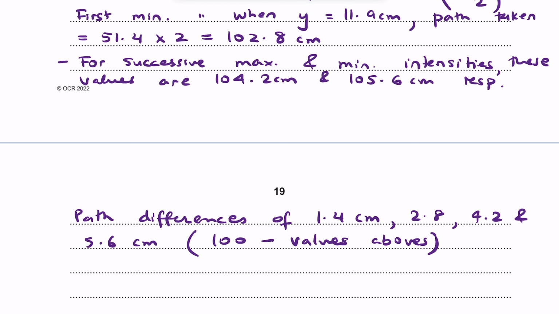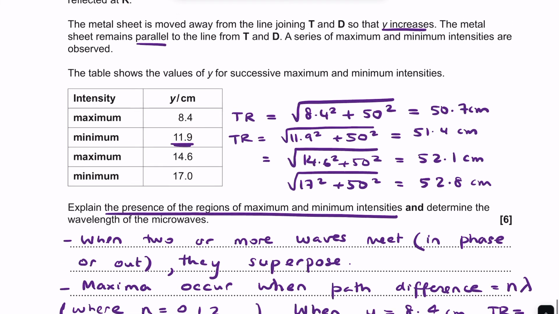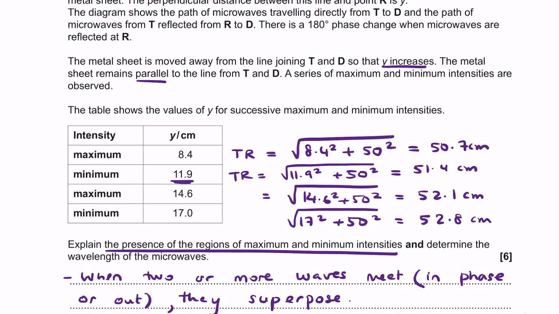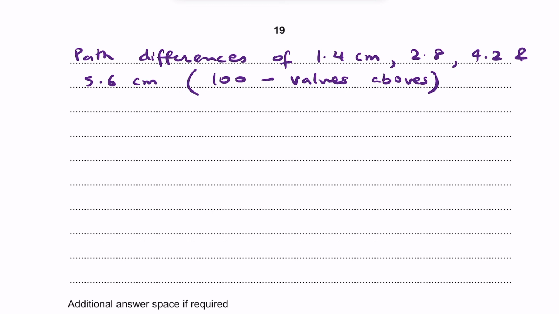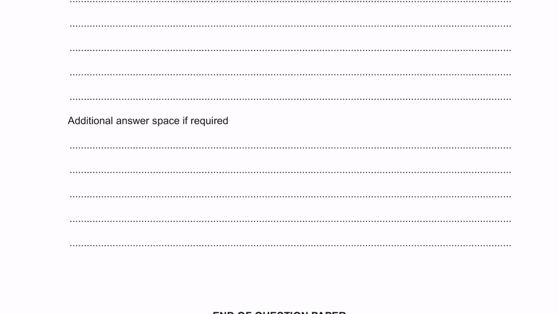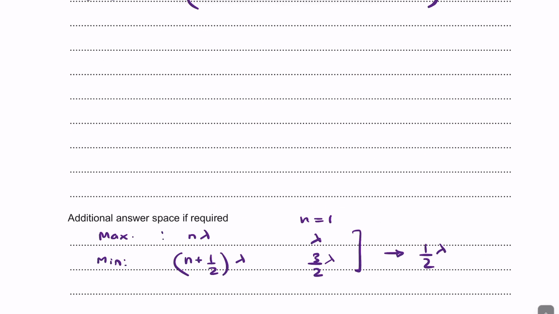And now for the last bit, I need to work out the wavelength. We can use the path difference again. Going from maximum to minimum and again from minimum to maximum, the path difference happens to be lambda over 2. I'll explain the reasoning over here. Why is that the case? For a maximum, it is n lambda. For a minimum, it is n plus half lambda. So when n is equal to 1, then it is going to be lambda, and it's going to be 3/2 lambda. What is the difference between the two? The difference is half lambda. So it will just repeat itself for the other maximum and minimum intensities.